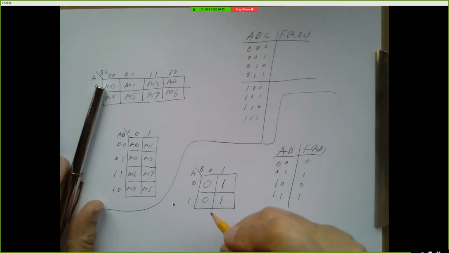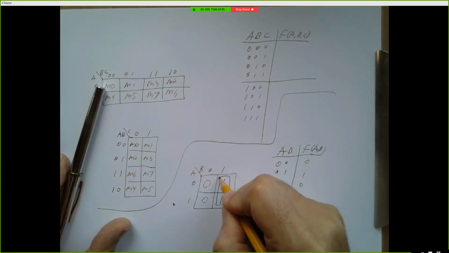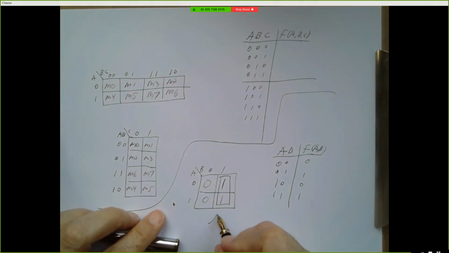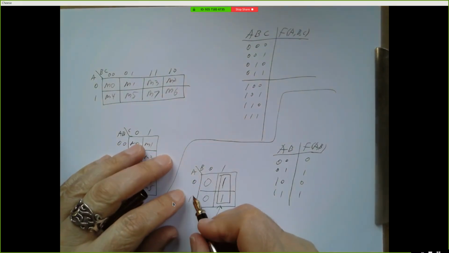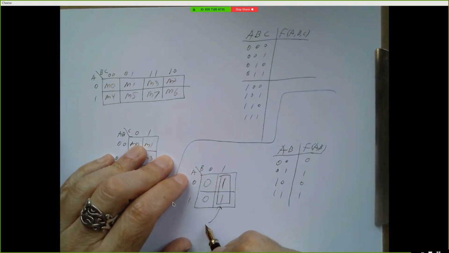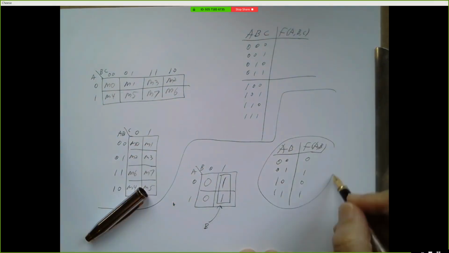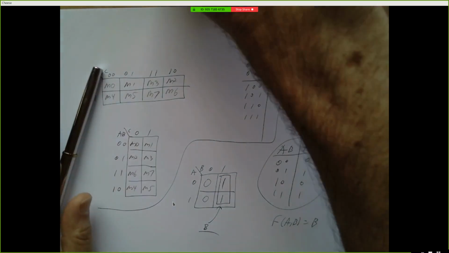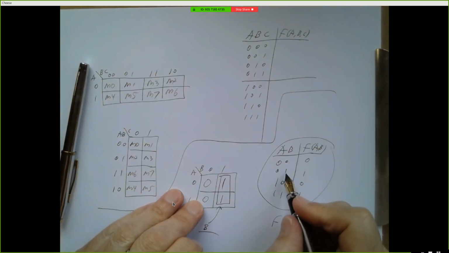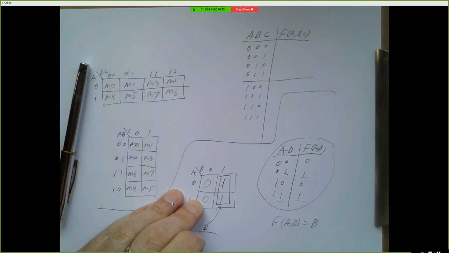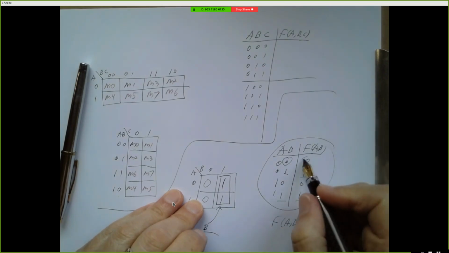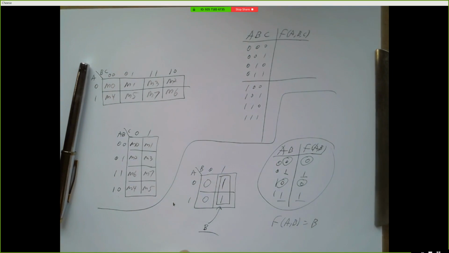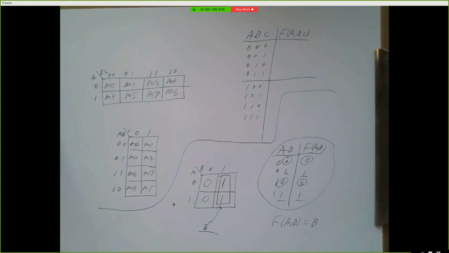But we would cover this with rectangles, and there's a rectangle that covers all our 1s. And what does this correspond to? Well, A doesn't matter, and B has to be equal to 1. So this truth table just corresponds to the function f of A comma B equals B. And if you look at this, whenever B is a 1, f is equal to 1. And whenever B is a 0, f is equal to 0. So yeah, this is the truth table for f equals B. And we found that by using a K-map.